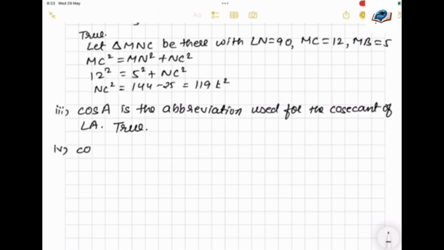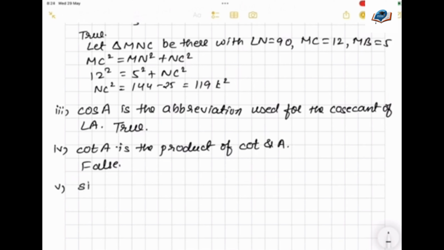So now the fourth one: cot A is the product of cot and A. False, as cot A is not the product of cot and A, but cot A means cot of angle A.